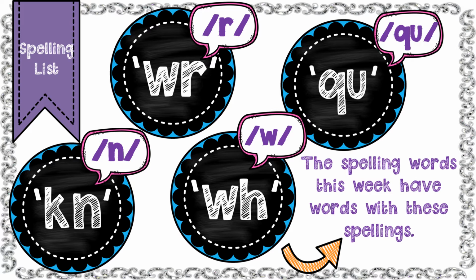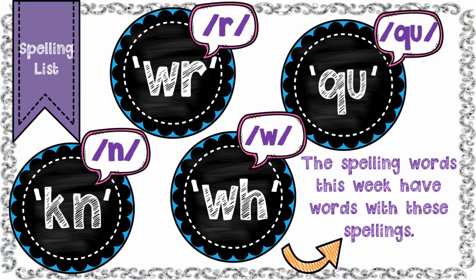Now, in your KN combination, the K is silent. Just like in the WR, you hear the R, but you don't hear the W, so the W is silent. With the QU, you just hear qu. In the KN, the N is the only thing that you're going to hear, so the K is silent, and it's going to make the N sound. Now in your WH, the H is not going to be heard, so you're going to hear W.